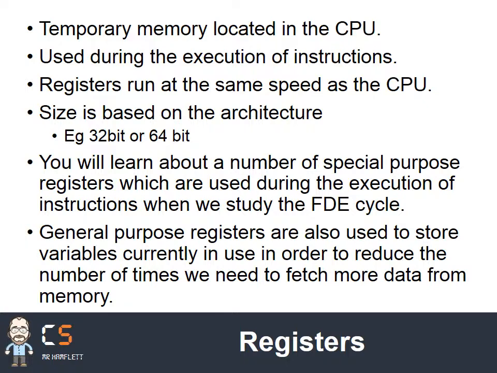So we can look at a number of special purpose registers in a later presentation when we talk about the FD cycle. We've already talked about one special purpose register, which is the accumulator, but there are also some general purpose registers as well. Okay, these are going to be storing the variables that the program's going to be using in order to reduce the amount of fetching I need to do from RAM and that kind of stuff. So general purpose registers can be used by programs in any way they wish to.